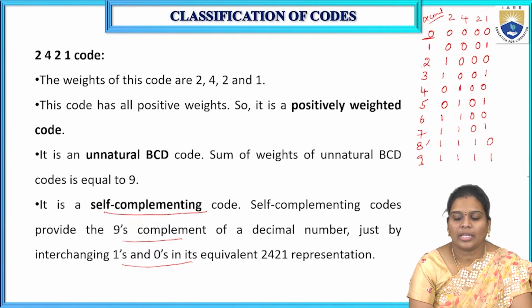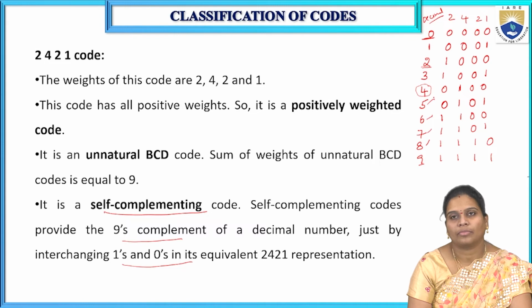Next one, taking the second one. Apply the 9's complement of this one. 9 minus 2 is 7. Next one, 3. 9 minus 3 is 6. Next we are taking the 4. Apply the 9's complement of this one. 9 minus 4 is the 5. This is the 9's complement of a decimal number.